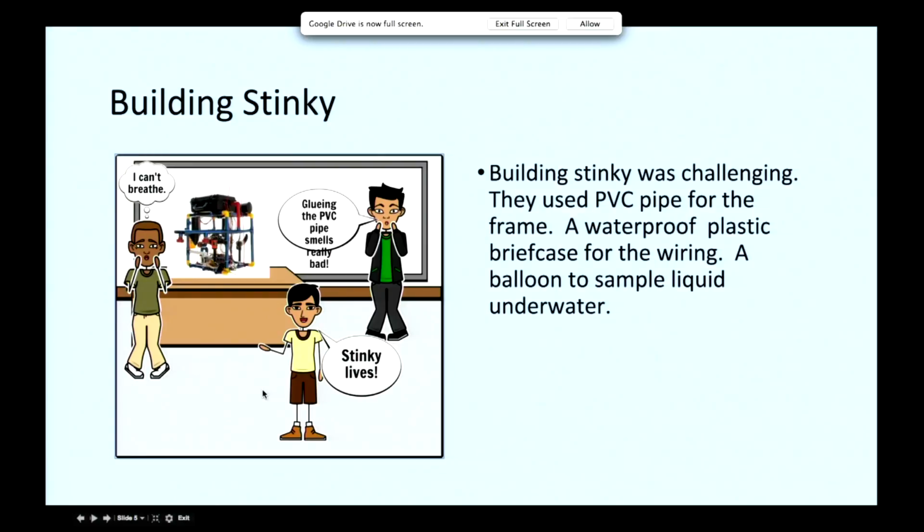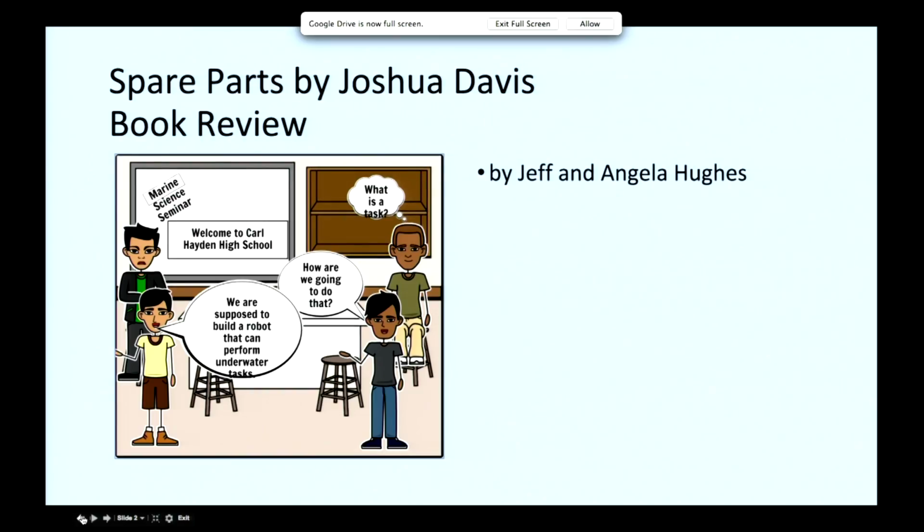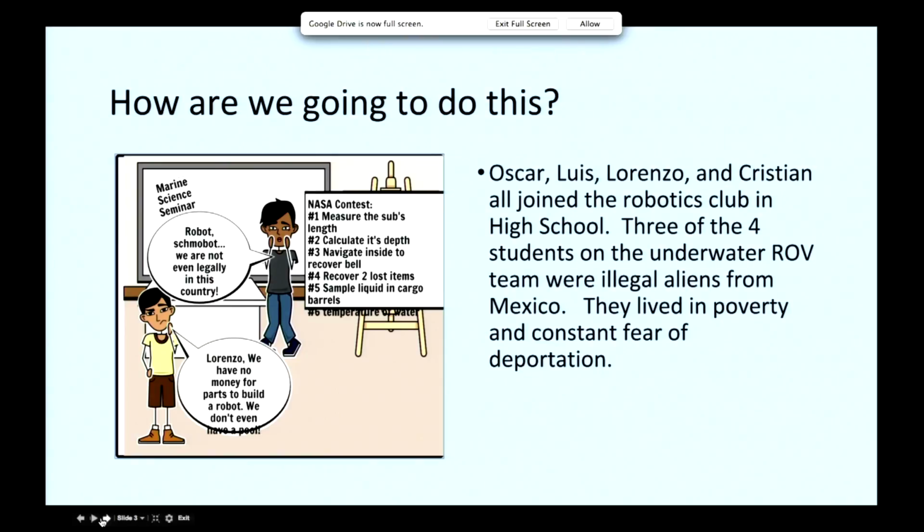So the kids are starting off feeling like they don't have much of a shot at this. But there are some specific goals that they are supposed to be able to meet. And those goals include measure the submarine's length, calculate its depth, navigate inside the sub to recover a bell, recover 2 lost items, and sample liquid in the cargo barrels.